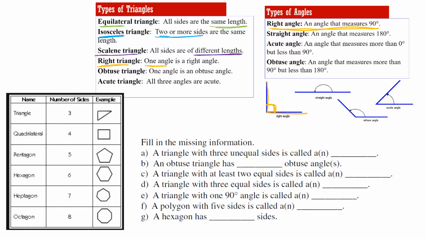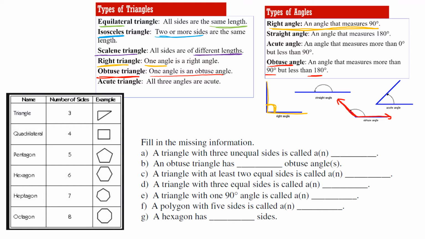An obtuse triangle is a triangle in which the angle is greater than 90 but less than 180. So our obtuse triangle is one that has at least one obtuse angle in it. And that obtuse angle is more than 90 but less than 180. So that would be our angle here, our obtuse angle.